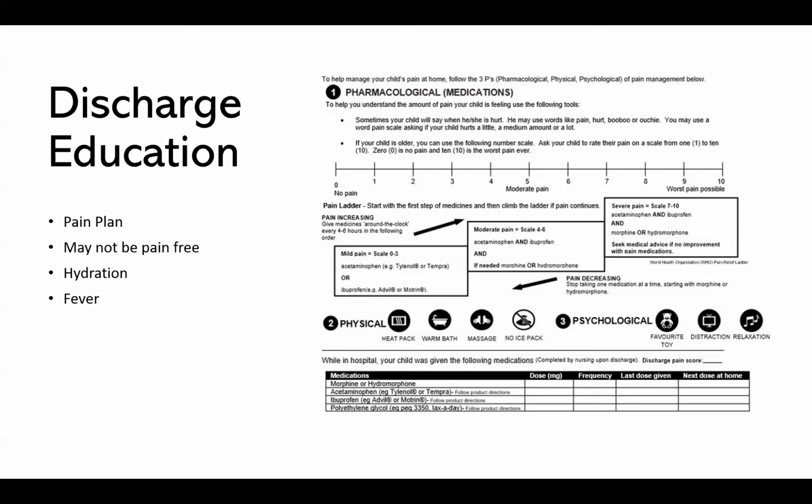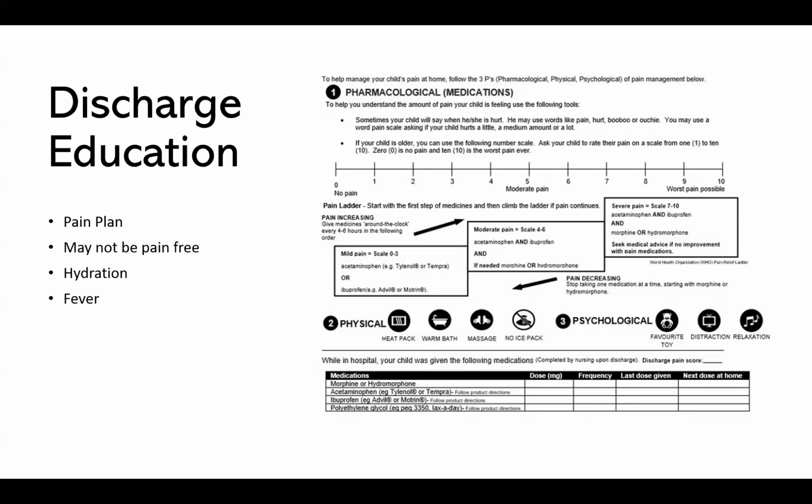So you start with mild pain, which is a scale score of about 0 to 3. You can use either acetaminophen or ibuprofen. If the pain is moderate or you have a pain scale of about 4 to 6, you can use acetaminophen and ibuprofen and then morphine or hydromorphone PRN. If the pain is severe on a scale of 7 to 10, you can use all three medications. So acetaminophen, ibuprofen, and then either morphine or hydromorphone.